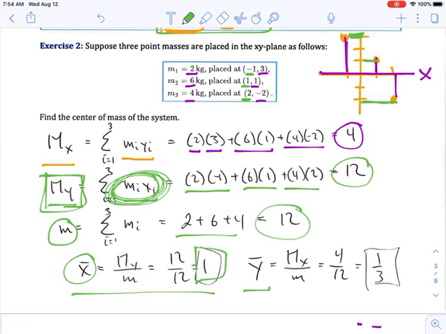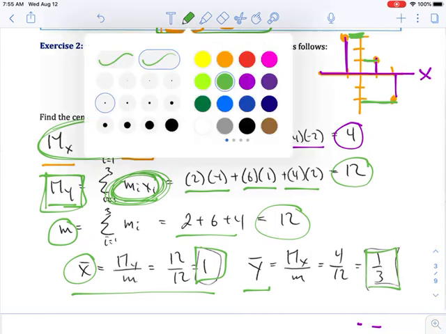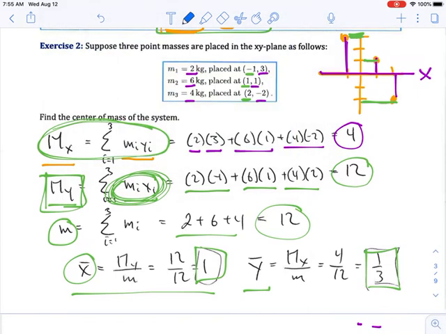Likewise, we want to find the y-coordinate of the center of mass. We have to go to the calculation where we were using the y-coordinates, which was m sub x. Divided by m, we end up with 1/3. So I didn't write it as an ordered pair, but technically speaking, the answer to this as an ordered pair would be the x value is 1 and the y value is 1/3. So 1 and 1/3, that means something like right about there. At x equals 1 and y equals 1/3.